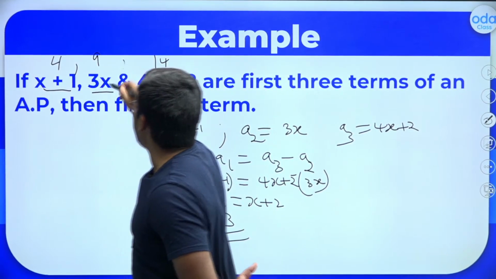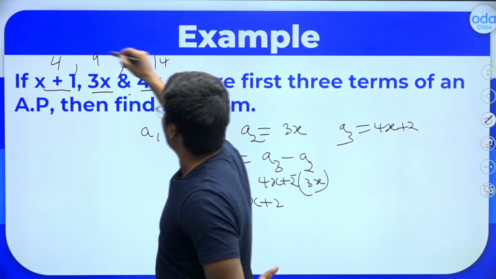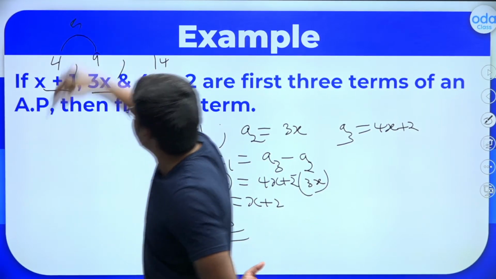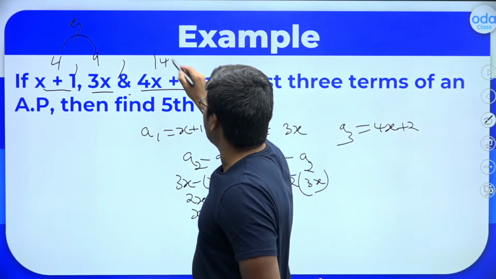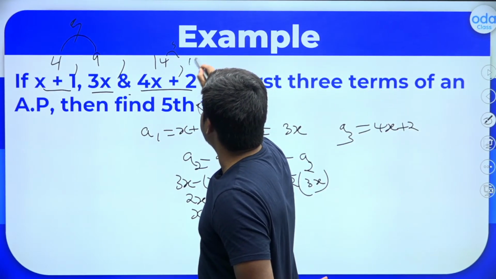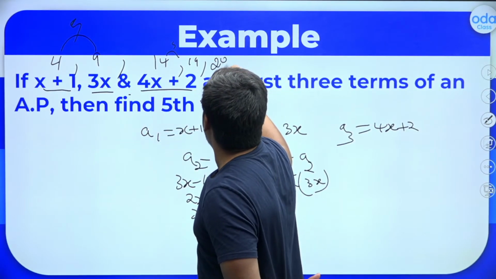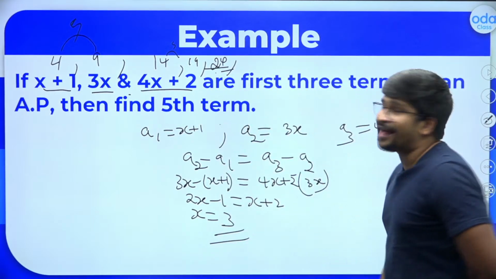So it is given they are in AP, right? So the first term is 4, the second term is 9, the third term is 14. You can see an AP clearly forming here with the common difference 5, correct? So the next term should be 14 plus 5, which is 19. The next term should be 19 plus 5, which is 24. Likewise, you can write the terms. What was required is the fifth term. So the fifth term has to be 24.